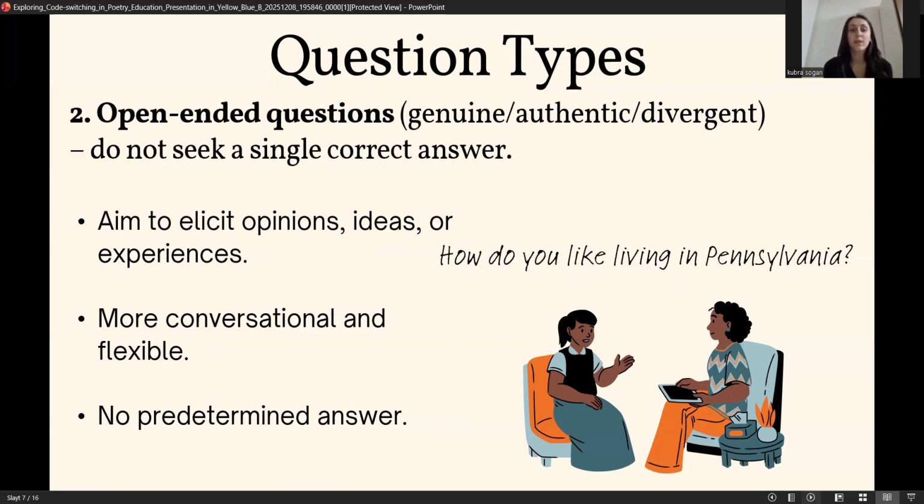And the second is open-ended questions. They're about genuine, authentic, and divergent. They don't seek a single correct answer, aim to elicit opinions, ideas, or experiences. They are more conversational and flexible, with no predetermined answer. For example, the question, how do you like living in Pennsylvania?